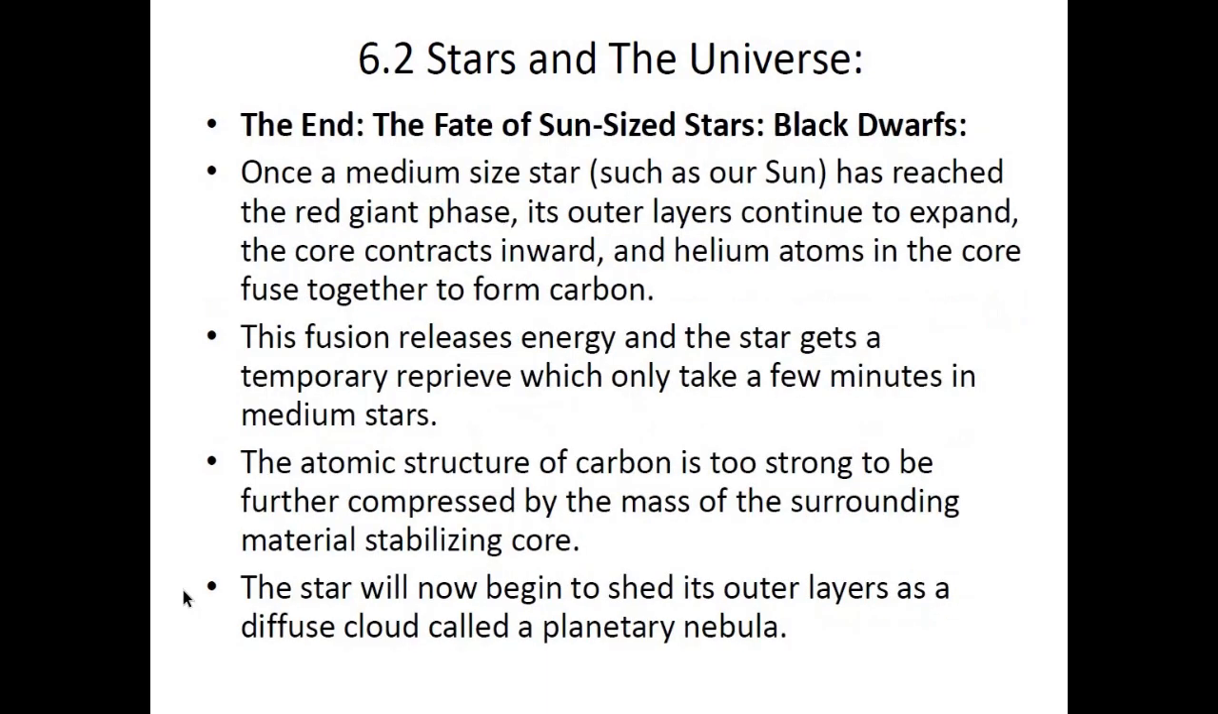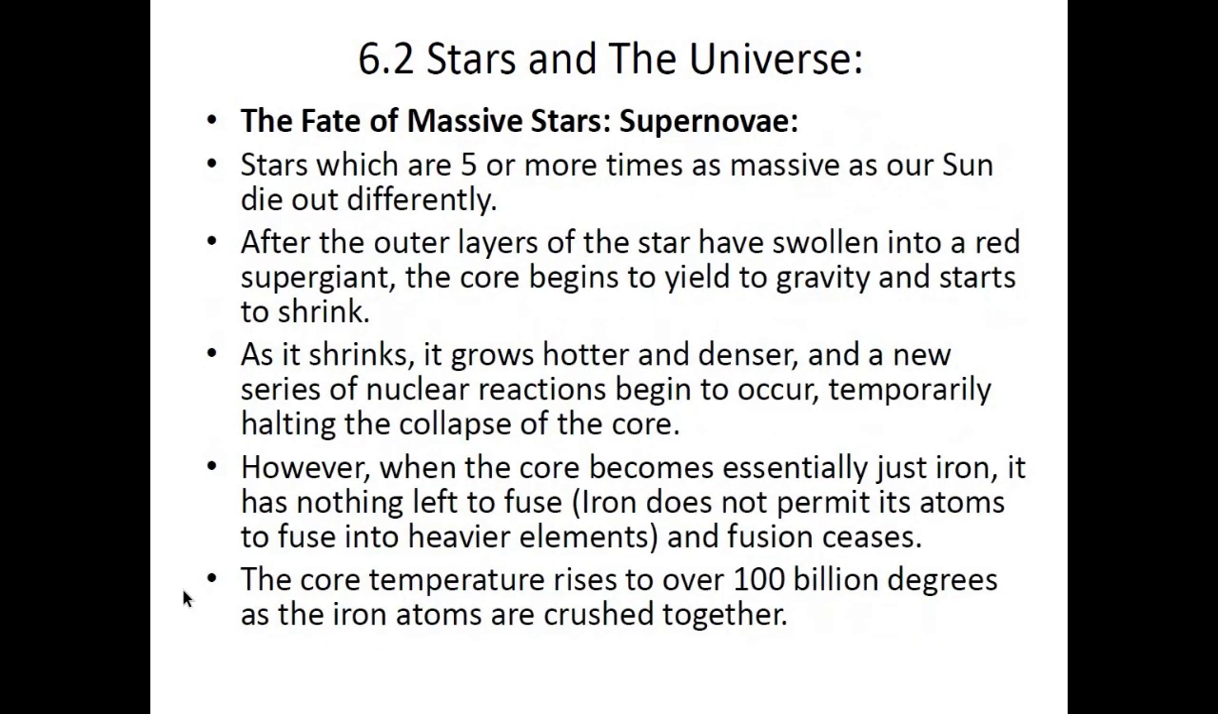So our sun-sized stars usually turn into white dwarfs, and eventually they emit out all of their heat and become a black dwarf. For massive stars, which are 5 or more times as massive as our sun, they follow a different route. After the outer layer of the star has swollen into a red supergiant, the core begins to yield to gravity and starts to shrink.